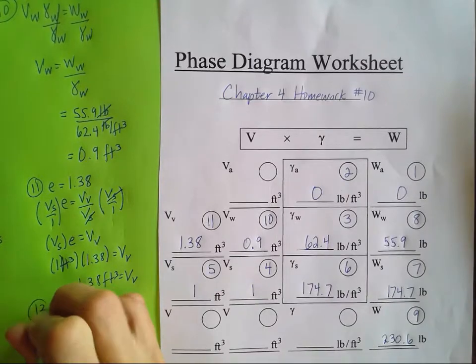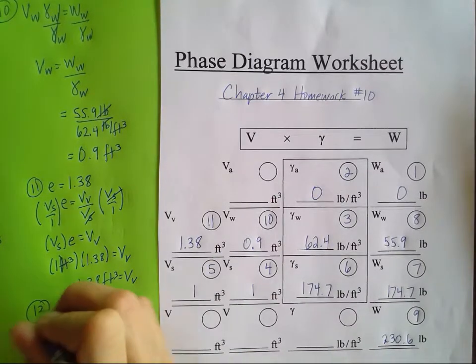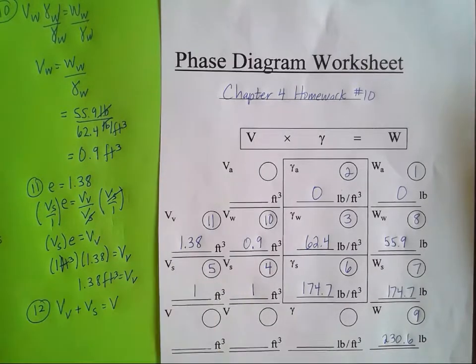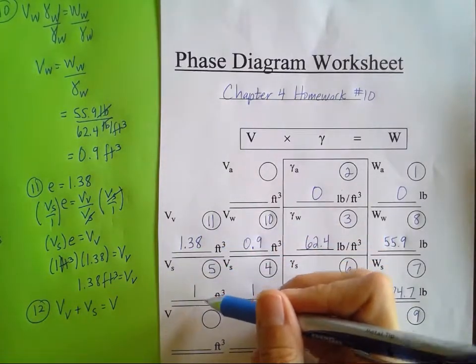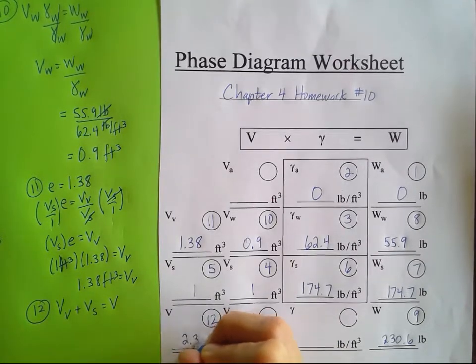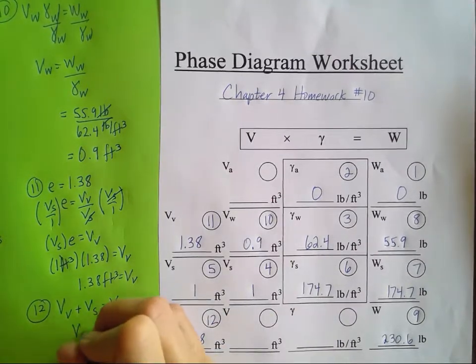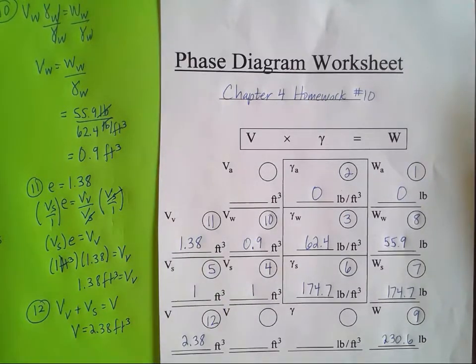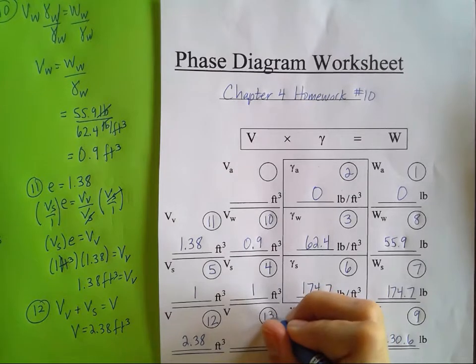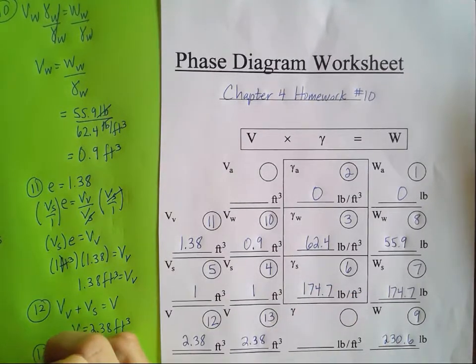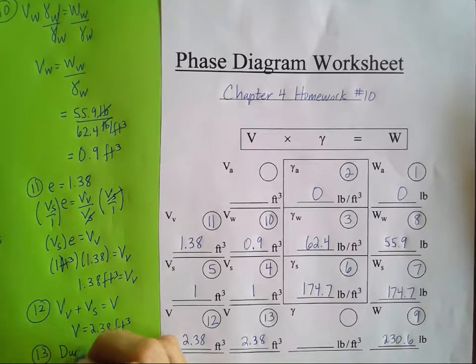So for number 12, I'm just going to add straight down and say the volume of the voids plus the volume of the solids equals the total volume. So it's just 1.38 plus 1. I'll make that number 12, and that's 2.38. So the total volume is 2.38 cubic feet. And I'll go ahead and duplicate that for 13, 2.38. We'll duplicate the total volume.